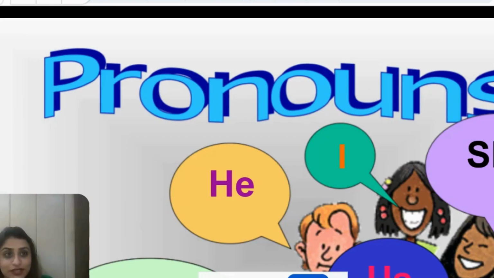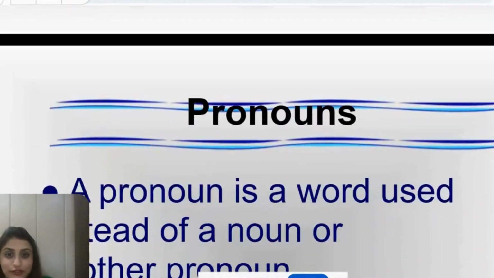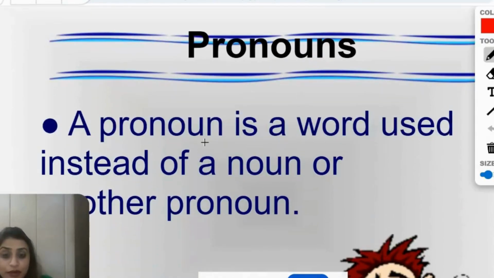Today, we are going to learn about pronouns. So, let's get started without further ado. Let's understand what pronouns are. A pronoun is a word used instead of a noun.